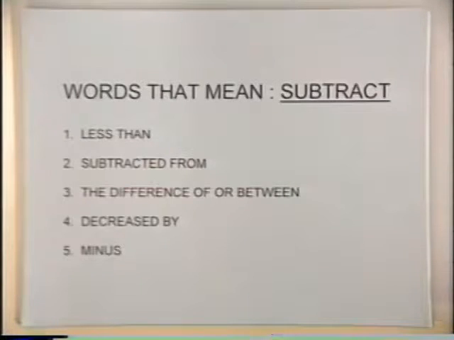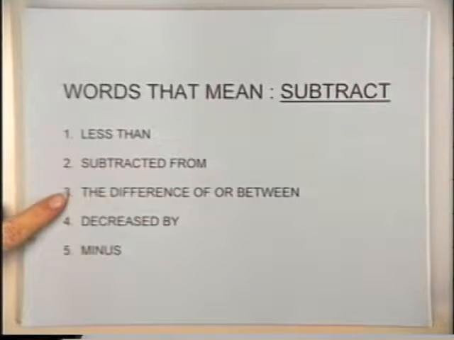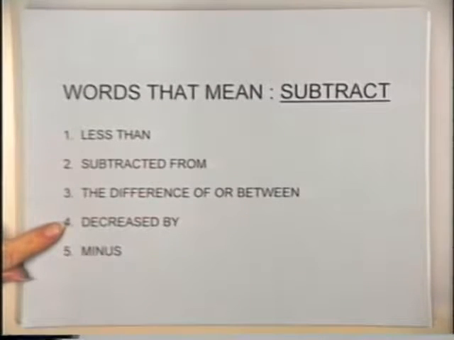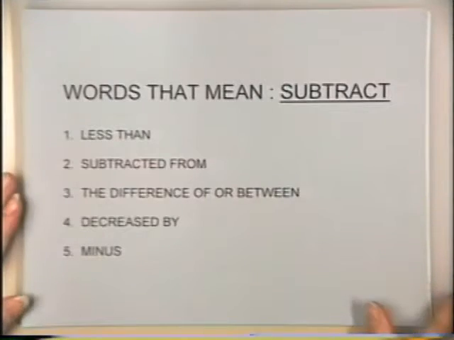Words that mean subtract. Less than. If you have less than someone else, then you would need to subtract from what they have to find the amount that you have. Of course, subtracted from has the word subtract, so we know that that means to subtract. The difference of, or the difference between, the word difference is implying that we subtract. Decreased by, if you decrease something, you subtract from it. And then minus. All of these types of words would be translated as a subtract symbol in mathematics.